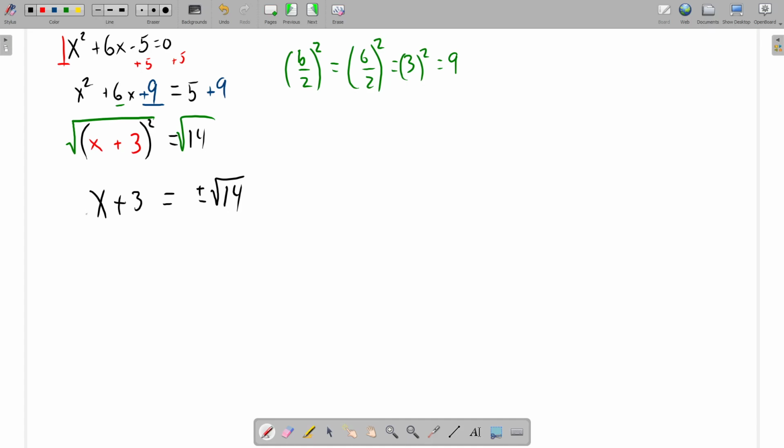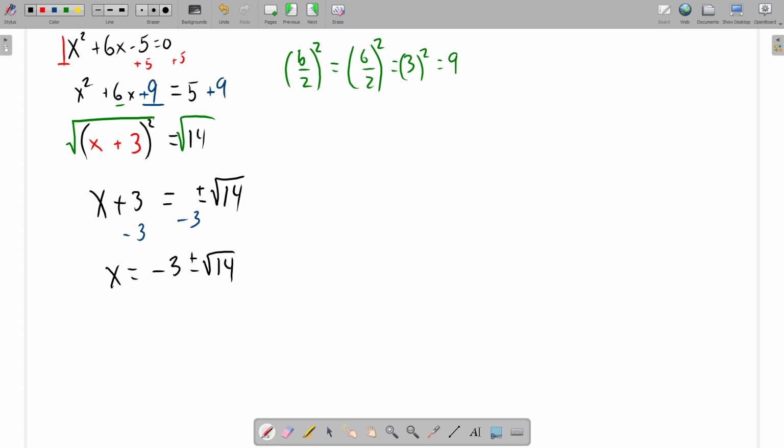Now I can isolate this x by just moving the 3 over to the other side. So I can have x is equal to negative 3 plus or minus the square root of 14. Now, if I was able to simplify here, I would, but the square root of 14 cannot be simplified. You might be tempted to put this into a calculator and get a decimal answer, but I would double check with your teacher and see what answer form they want this in. Most will probably just want it in a simplified form, not in a decimal form.